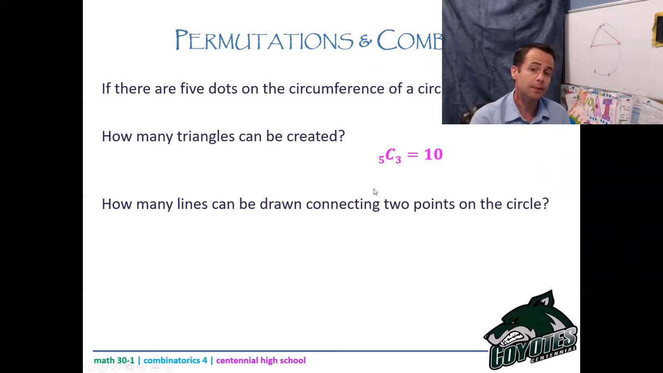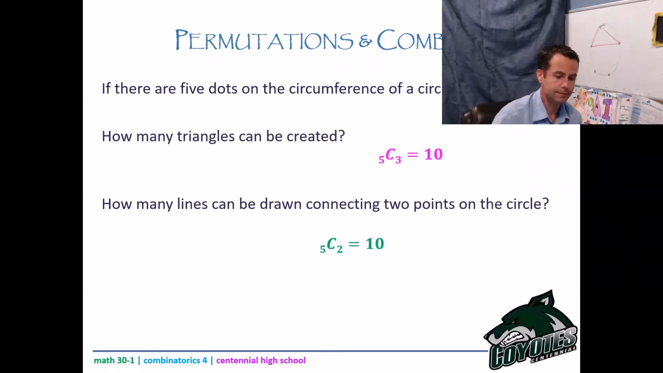How many lines can be drawn connecting 2 points on the circle? Well, same sort of setup, that'd be 5C2, and that would also be 10. Now, we're going to have a quick little talk about why those are the same thing. 5C3 is 10 and 5C2 is 10. I want you in your calculator to go 7C5, and that gives you 21. Now I want you to try 7C2, and you'll notice that that's also 21.